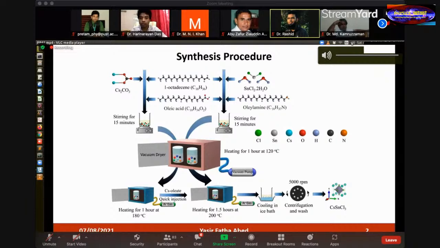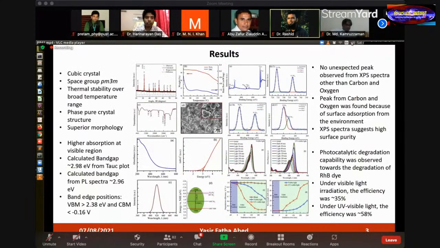We have synthesized the cesium tin chloride perovskite nanocrystals via the hot injection method using stoichiometric amounts of the constituent chemicals. From the experimental investigation, we confirmed that the crystal is cubic with a space group of Pn3m and has higher thermal stability with superior surface morphology.